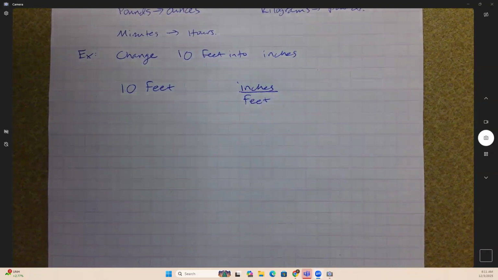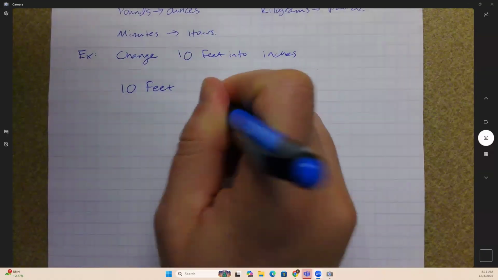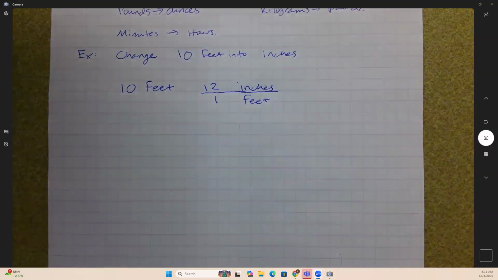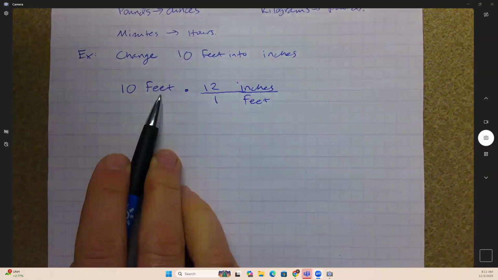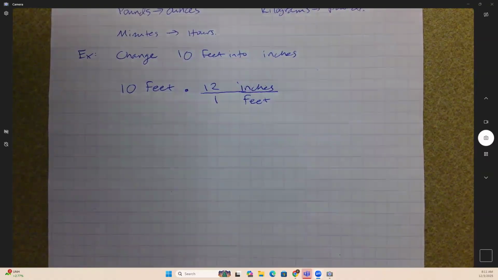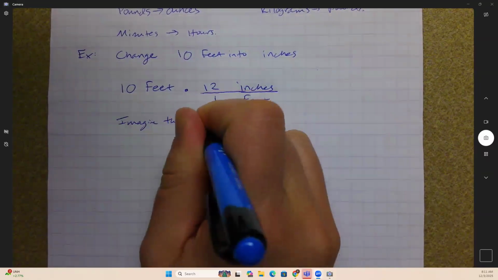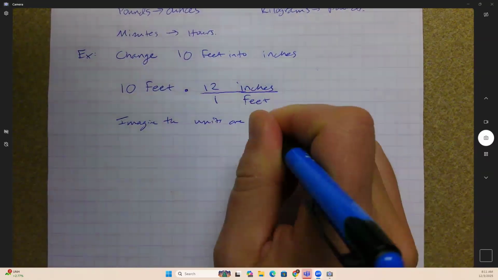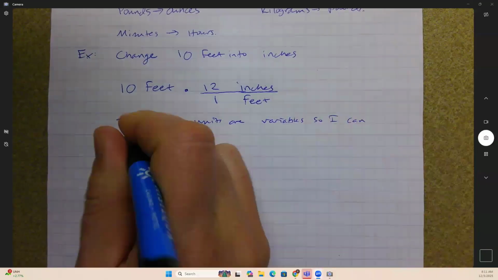And then I go to my list of units of measurement and I see that there are 12 inches in 1 foot. And to convert, I'm going to multiply these two quantities. I'm going to multiply the 10 feet by the 12 inches per 1 foot. And when I multiply, I'm going to imagine the units are variables so I can cancel them.